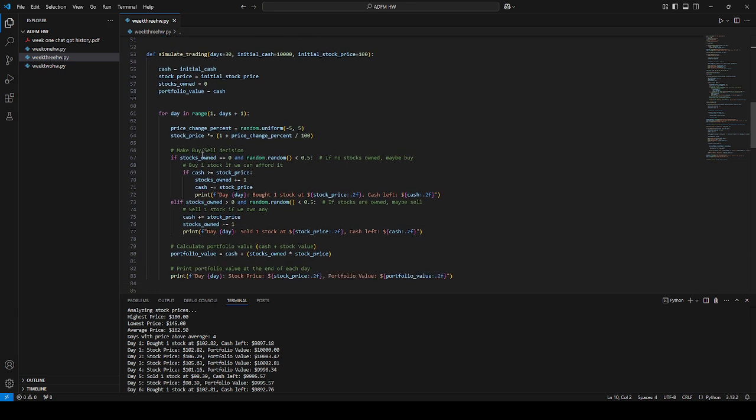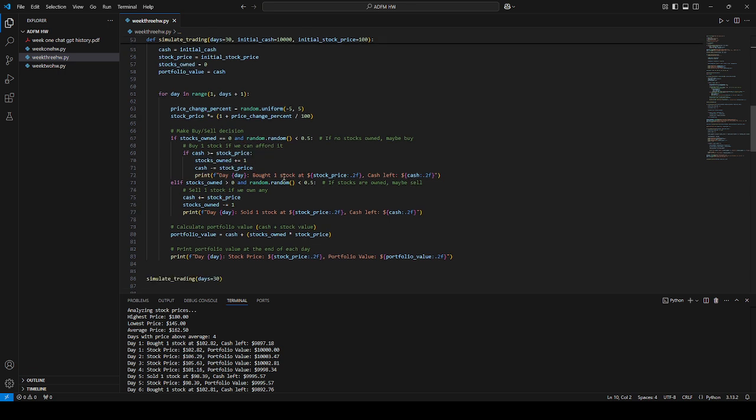And then right here is where we set up our buying and selling decisions. So our buying logic is that we'll only be able to buy if we don't own one. So if stocks owned is 0, then we'll buy one if we can afford it. And we have 2 if statements just to show if we can buy it, then yes.